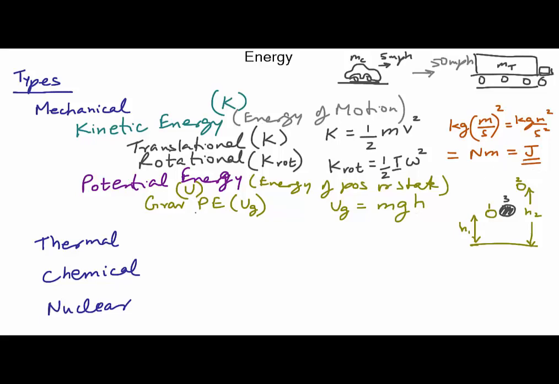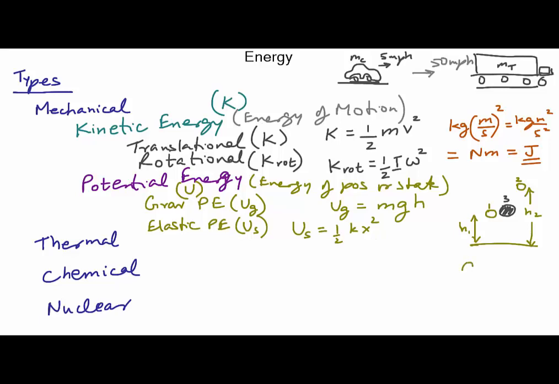The other kind of potential energy we have that relates to the state of the object is called elastic potential energy, or spring potential energy. We'll write that as U sub S. And we discussed springs a while back. The energy associated with a spring is 1/2 kx squared, where k is the stiffness constant of the spring that we discussed, measured in Newton per meter, and x is the displacement from the equilibrium position.